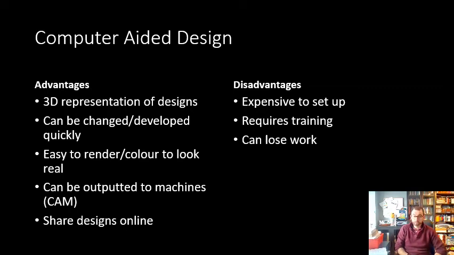Can be outputted to a machine, so computer aided manufacture: laser cutter, 3D printer, computer numeric controlled routers, lathes. There's lots of different tools out there, but obviously in school, 3D printers and laser cutters. And then you can share designs online. That's something that's really coming to the forefront right now, where people can't leave the house. Lots of designs are being shared all over the place.